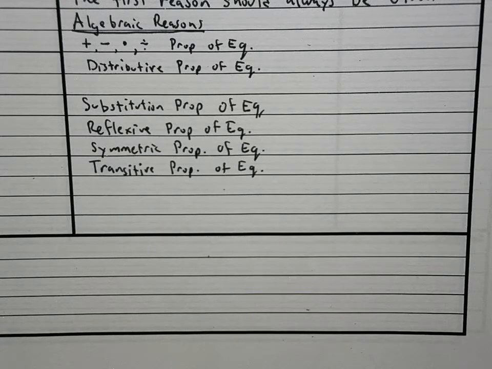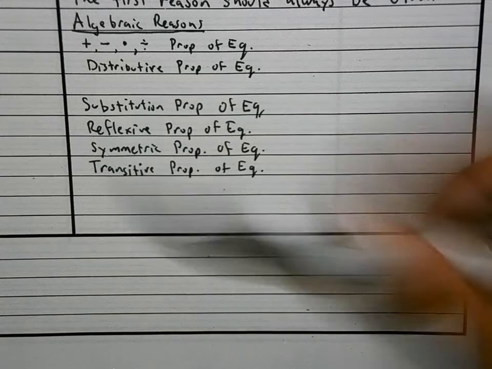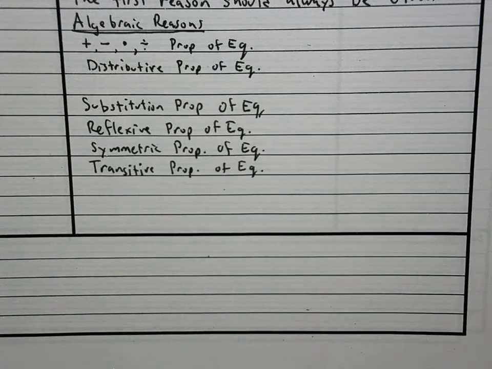So these four that are new reasons why you do something, I want you to have some examples of them, okay? So the first example that I want you to write down is the substitution. If you ever plug in a number for a letter, that's the substitution property.